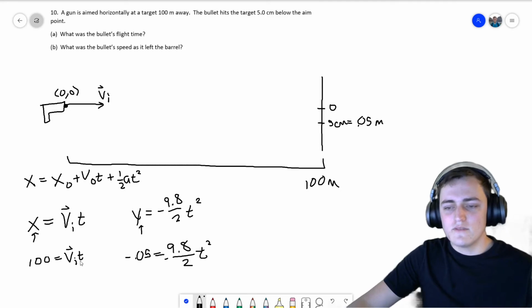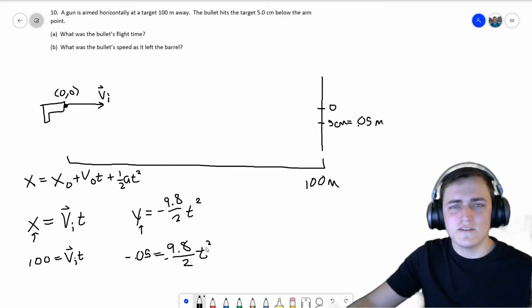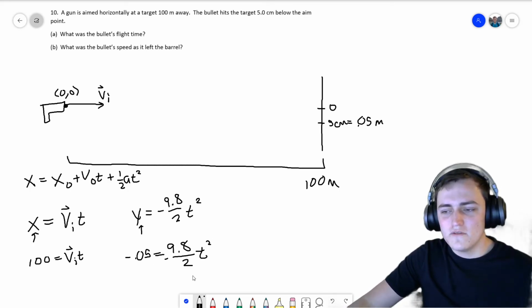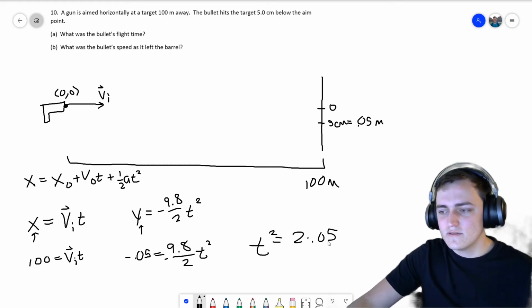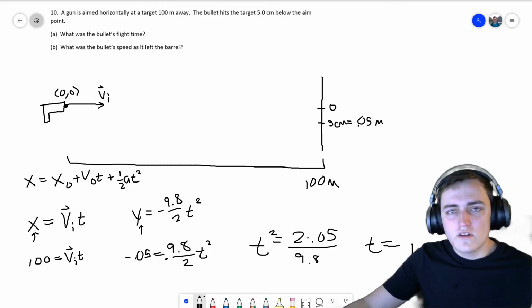Now we see here, we have two unknowns in our x equation, so we can't solve that yet, but our t equation, we can solve, because t is our only unknown variable. And so we can move this negative 9.8 over 2 to the other side of the equal sign. We get t squared equals 2 times 0.05 divided by 9.8. We're just multiplying by the reciprocal. And then t is the square root of both sides. So t is 0.101 seconds. It's a pretty long flight time.